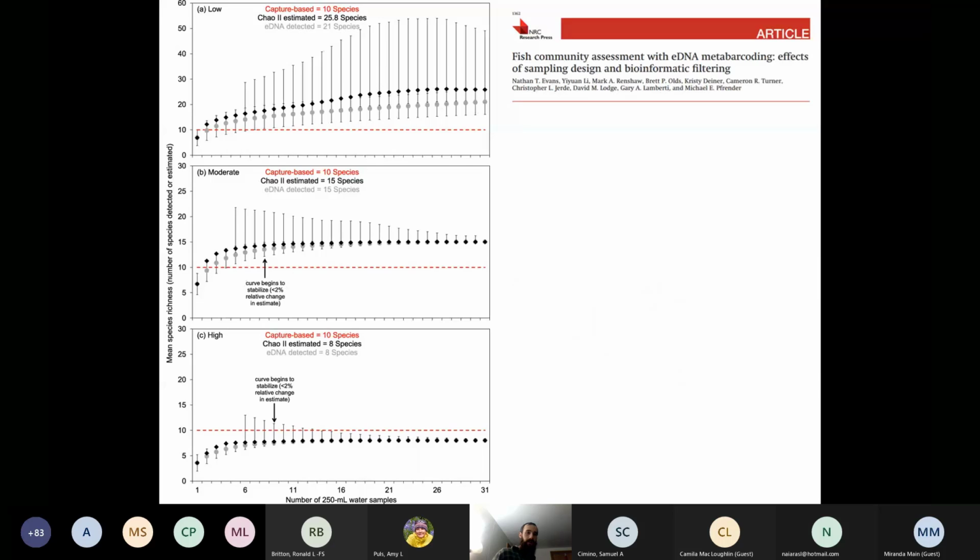And I was just going to put this paper up as an example of the fact that depending on how strict you are with your removal of suspect species rules, or what this kind of interpretation process looks like, can really impact your results. So here on the left we look at, on the x-axis, multiple samples that are collected, and on the y-axis the number of fish species that are inferred from this environmental DNA sampling effort.